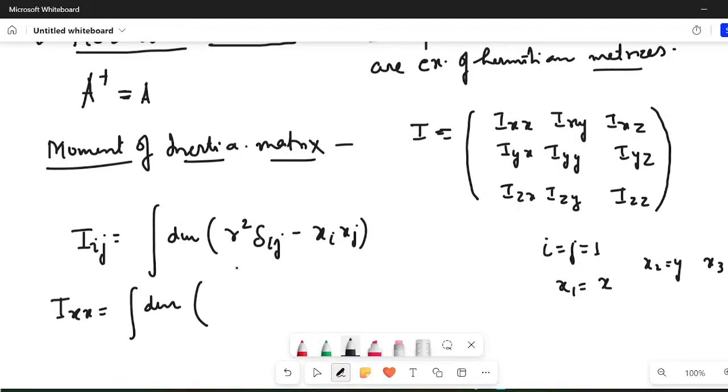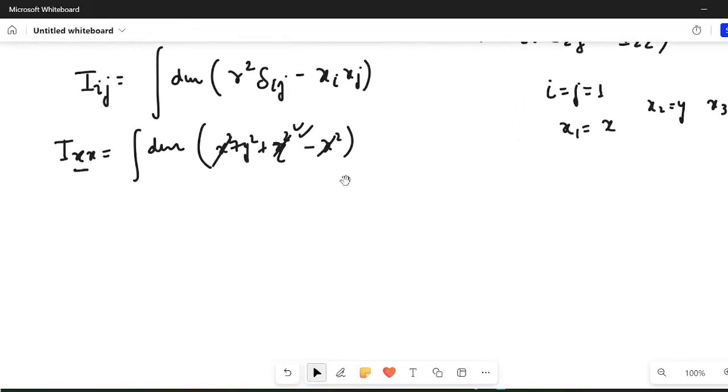And what is this? This would be r square, which is x square plus y square plus z square. What would be Kronecker delta 1 1? That would be equal to 1 minus x square. So if I want to find Ixx, it is nothing but the integral of dm times (y square plus z square). All other things you are going to get, don't worry.